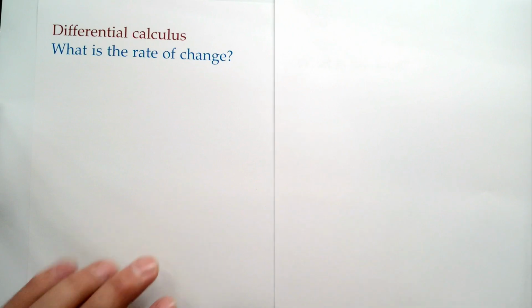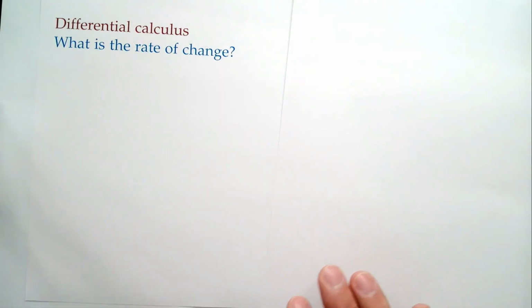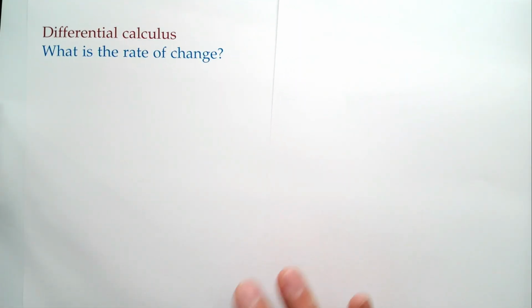Let's start with differential calculus, because there's really two sides to calculus. The first one being differential calculus, and that asks, what is happening with change? How is something changing? Now with a line, the answer is very easy. For a line, the answer is it's the slope. But what if I don't have a line?